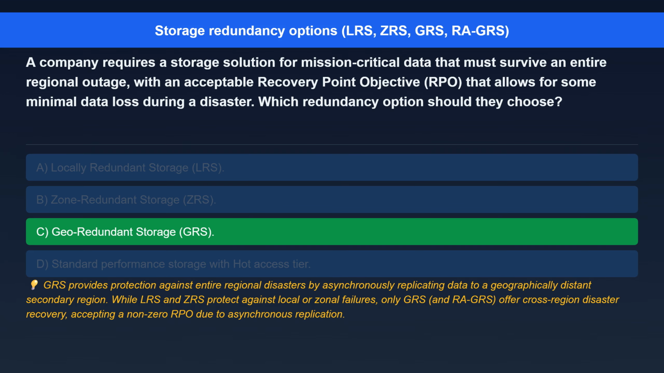The correct answer is geo-redundant storage, GRS. Here's the explanation. GRS provides protection against entire regional disasters by asynchronously replicating data to a geographically distant secondary region, while LRS and ZRS protect against local or zonal failures. Only GRS and RA-GRS offer cross-region disaster recovery, accepting a non-zero RPO due to asynchronous replication.